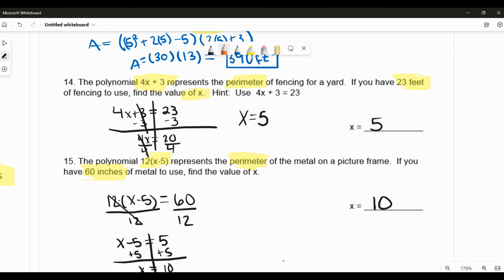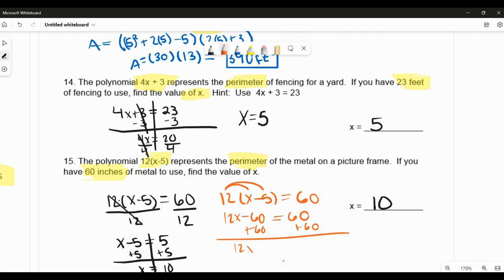Now, if anybody wants, I will show you how to do it with distributing. So you can stop this video if you feel comfortable with my other explanation. But if you really feel like you must distribute, we could do that first. That's going to give me 12x minus 60 equals 60. I could add 60 to both sides of my equation. That's going to give me 12x equals 120. Oh, guess what? I divide both sides by 12, and I'll still get x is equal to 10. So both ways give me the same answer. It's just your personal preference on the way that you want to solve.